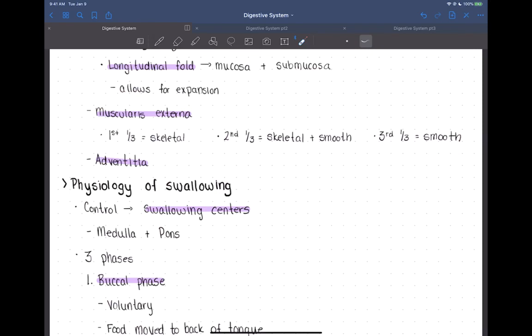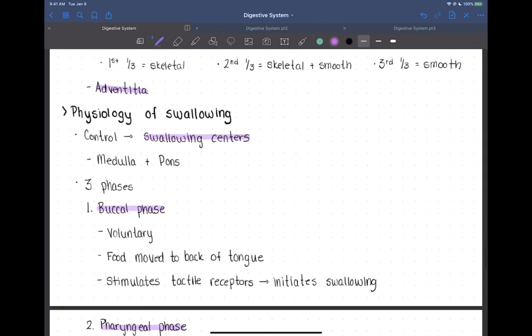Good. The last topic for this chapter is going to be swallowing and the physiology of swallowing, the steps of swallowing. This process is controlled by the swallowing centers in the medulla and the pons.